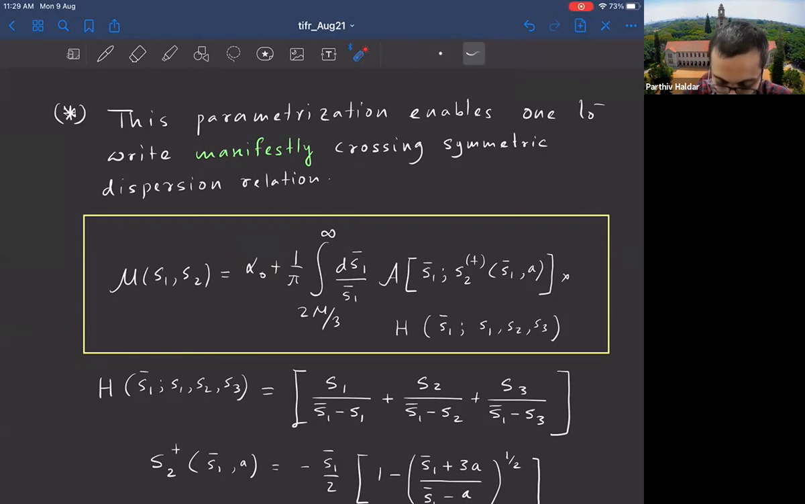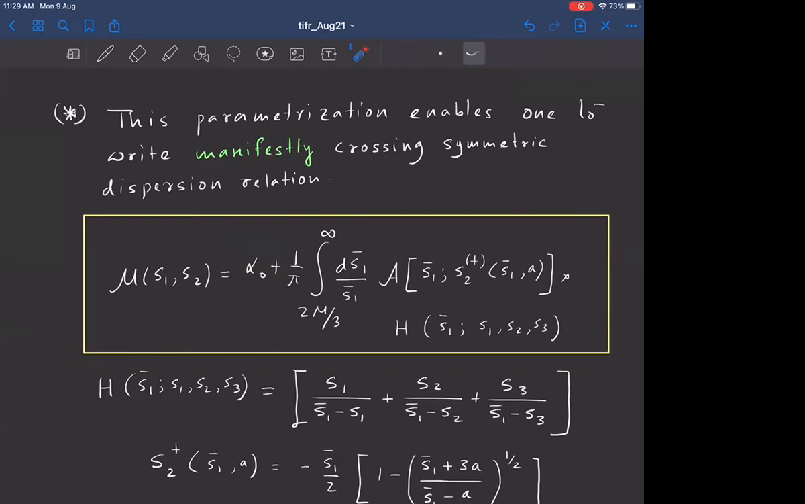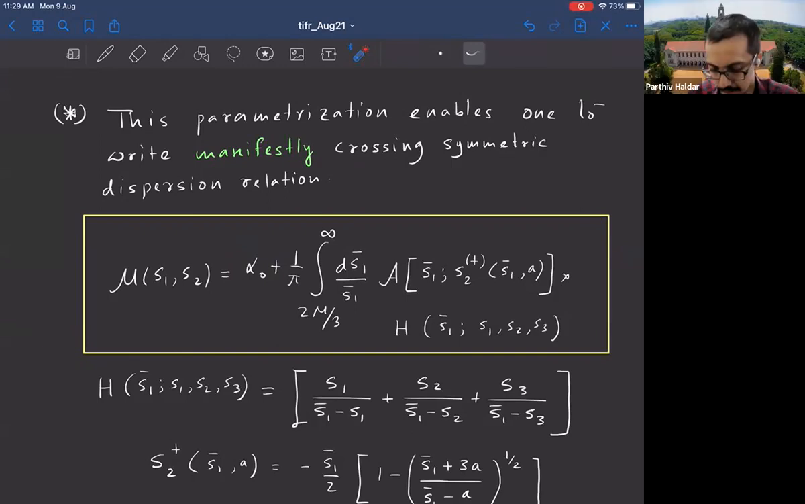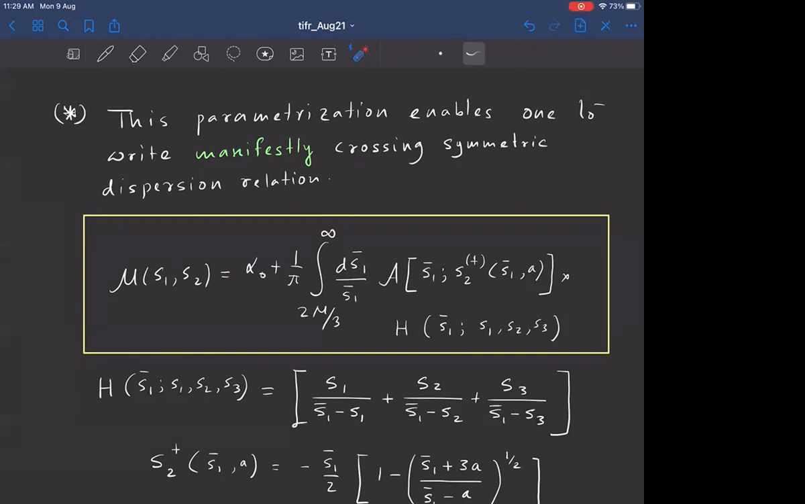Hi, Parthiv. So yeah, there's only one constant which shows up? Yes. There's only one constant. Even when there are two subtractions?